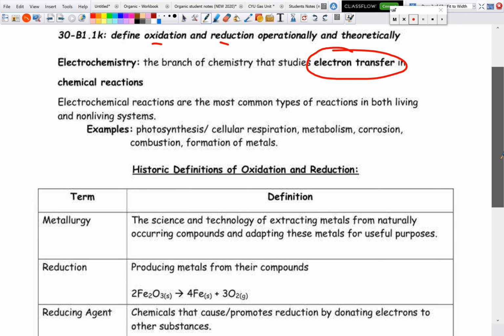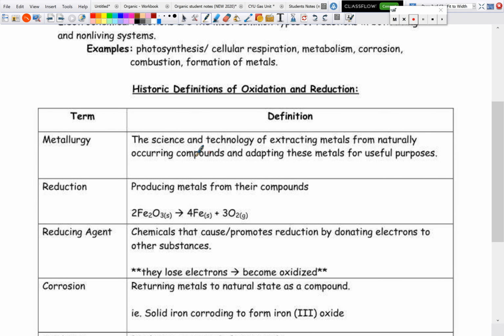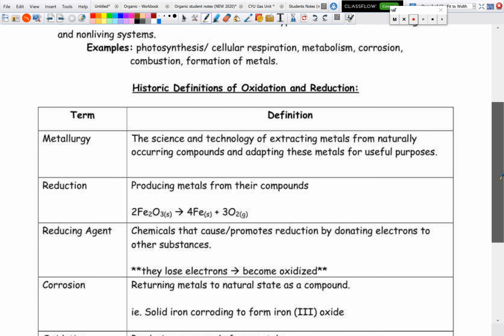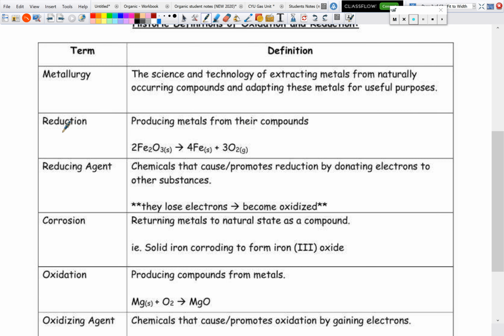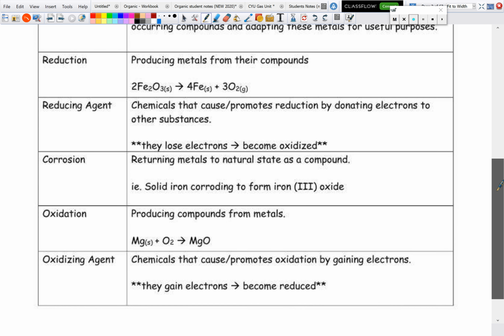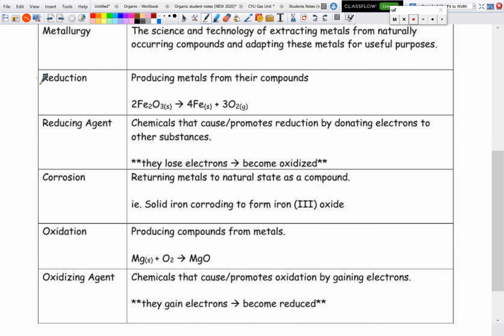A lot of this stemmed from, first of all, metallurgy. This is just the science and technology of extracting metals from naturally occurring compounds and adapting these metals for useful processes. So for example, taking iron ore and getting iron out of it. And that's where the whole reduction and oxidation first came about. So reduction was producing metals from their compounds. For a lot of these definitions, I'll let you read through them, but specifically, the whole idea of reduction and oxidation, these definitions changed once chemists first started realizing what chemical processes were actually happening here.